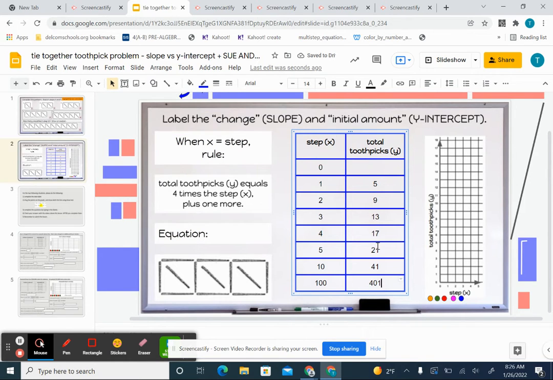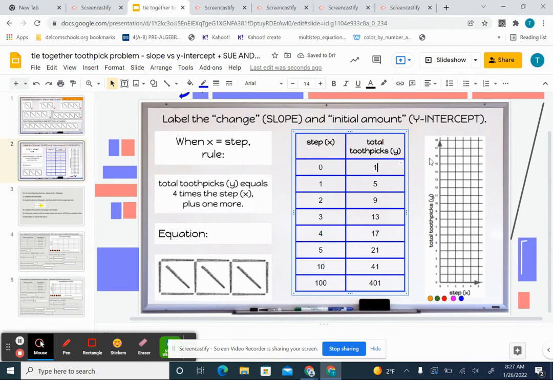Something else that's going to help us with this slide is knowing step 0, the initial amount at step 0. Just notice the pattern going up the data table here: 17, 13, 9, 5. Do you notice that it's going down 4 as we go up the data table? So if it keeps decreasing by 4 as we're going up, we have to take 5 minus 4 to get 1.